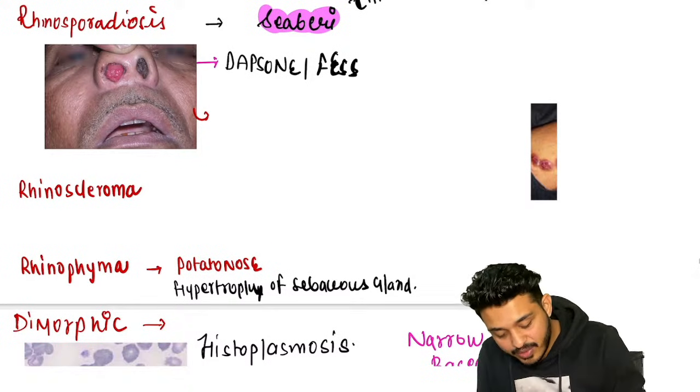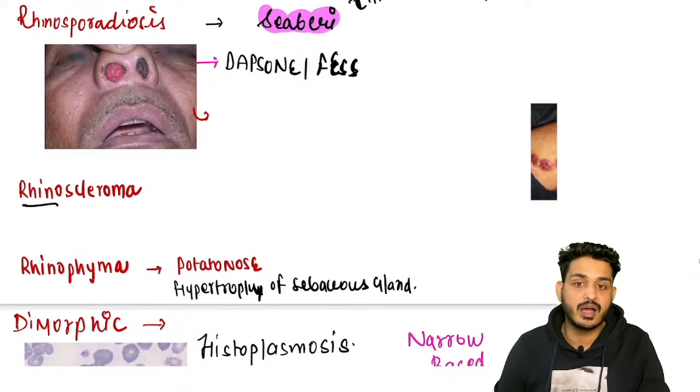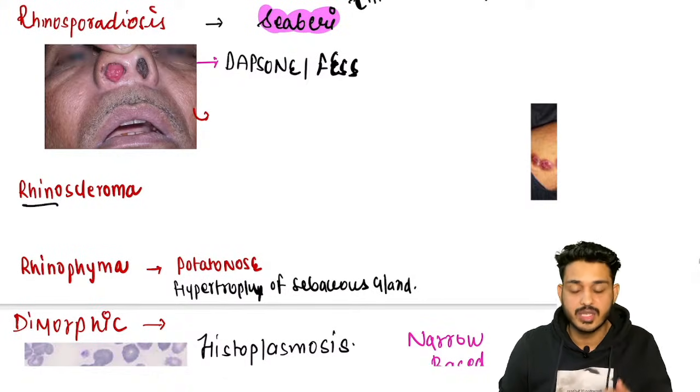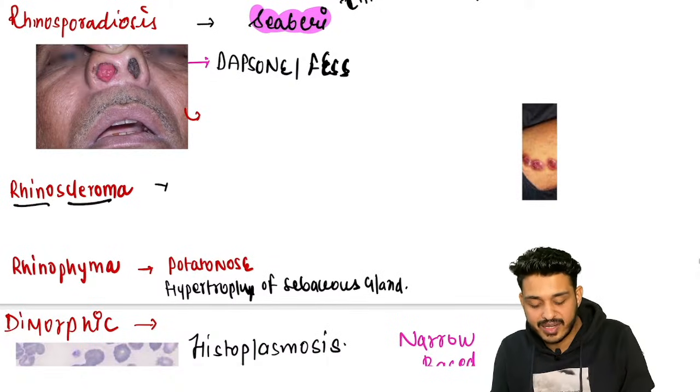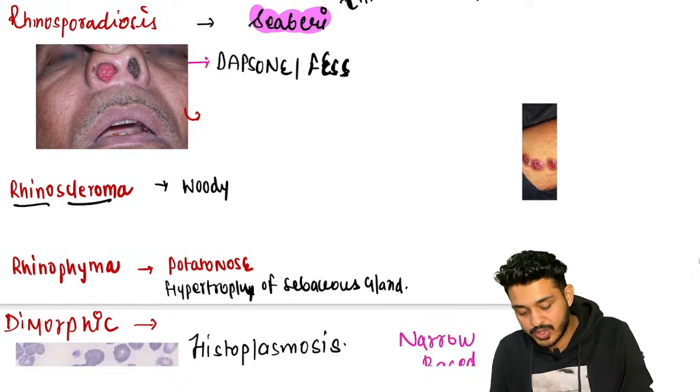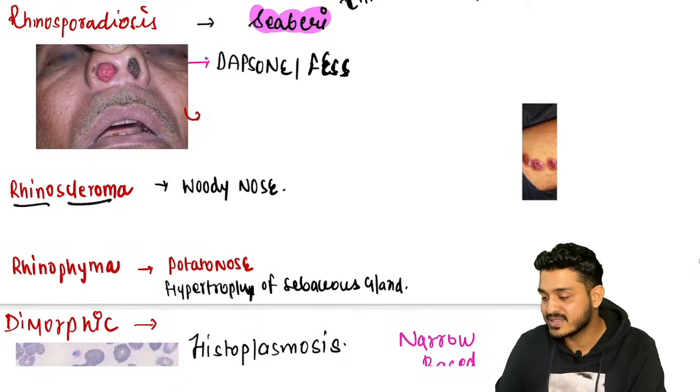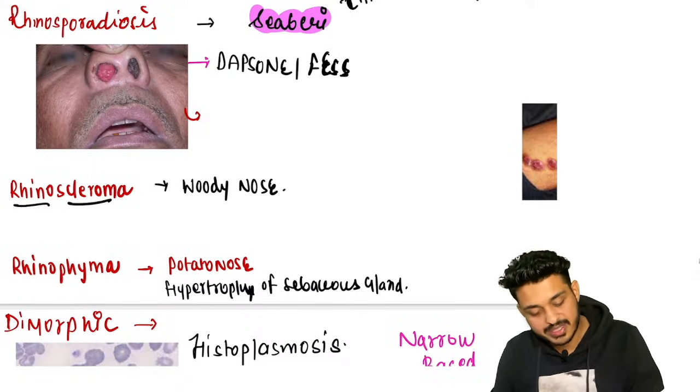But what is scleroma? Rhino means nose, beta. Rhinorrhea, rhinoplasty, rhino means nose. Phyma is a potato-like tumor, and scleroma means hardening. So remember, hard nose or woody nose is going to be rhinoscleroma. Scleroma means woody nose. Very good.